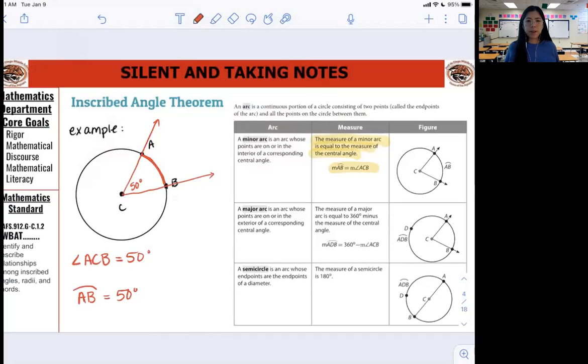Now I have a question for everybody because this can get a little confusing. When I say that AB is 50 degrees, is that the same thing as the length of AB? Good. No. So this is not the length. It's the measurement of its degrees. It's more related to the central angle. Any questions on anything on this page so far?